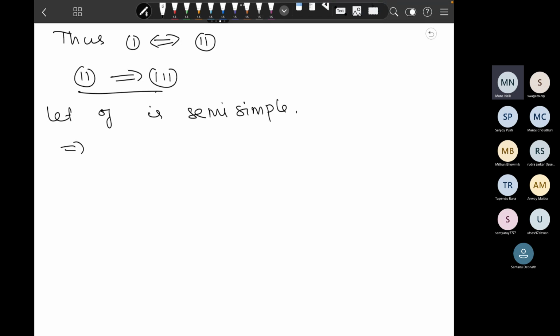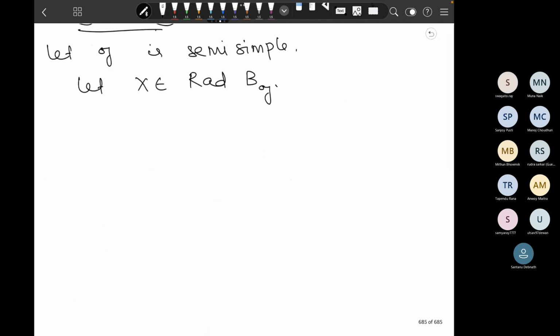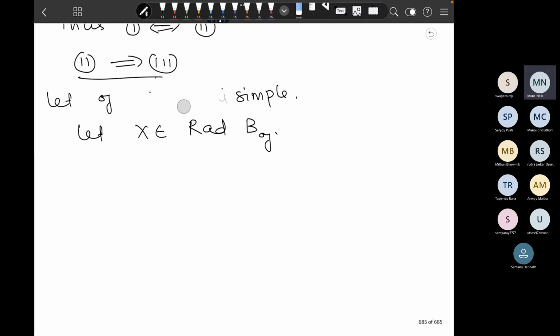So this implies this. Okay, so let x belong to the radical of B G. Let G be semi-simple.